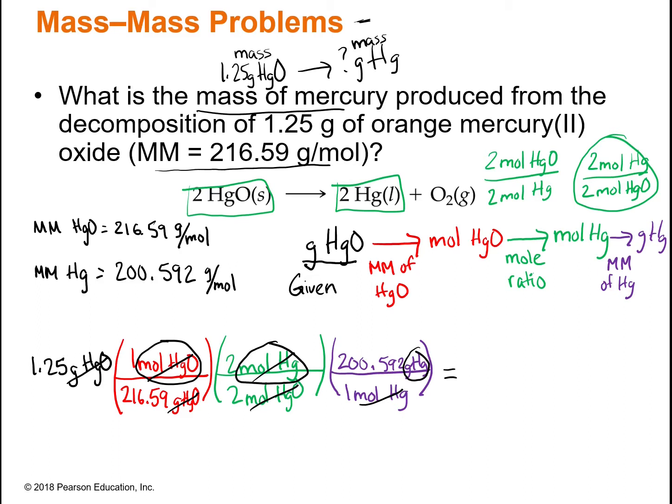After you do the unit analysis, then you can touch your calculator and put in all the numbers. Whenever you see a number in the denominator that is not 1, you need to do division. So remember to multiply and divide. When you do all of that, and you take sig figs into account, you should get 1.16 grams of mercury. Let's keep going.